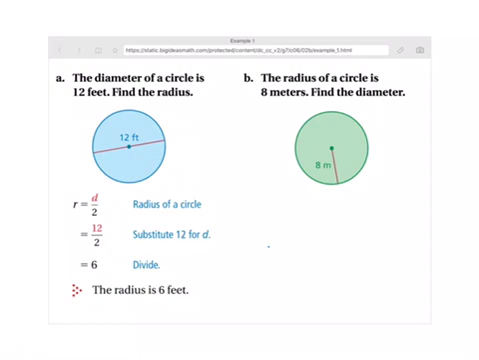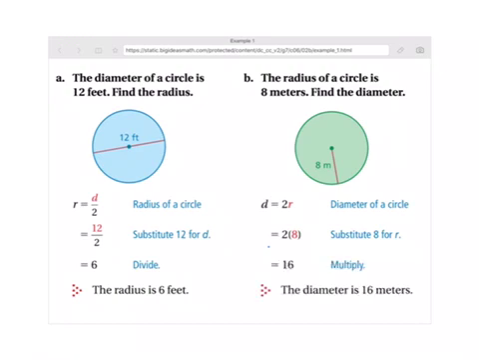Okay, so now let's look at B. The radius of a circle is 8 meters. Find the diameter. So now we have the radius and we're looking for diameter. So we're going to use our diameter equation. The diameter is 2 times the radius. So we're going to take that radius, which is 8, and plug it in where the R is. We have 2 times 8, which is 16. So the diameter of this circle is 16 meters. Make sure you label meters because this is measurements. All right. If you want to pause this video and do practice number 1 and 2, you can, or you can wait and do it at the very end.